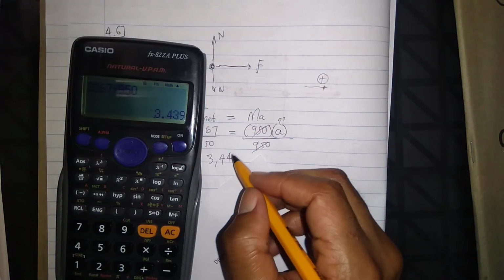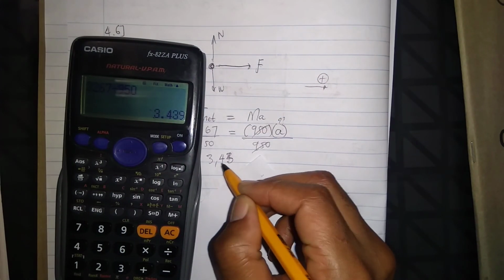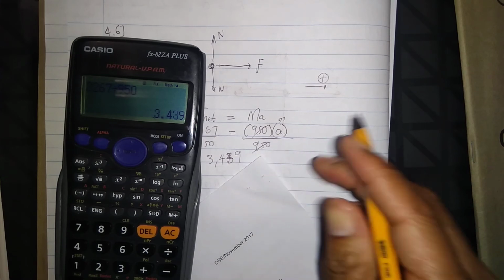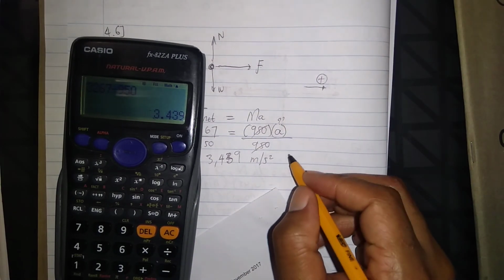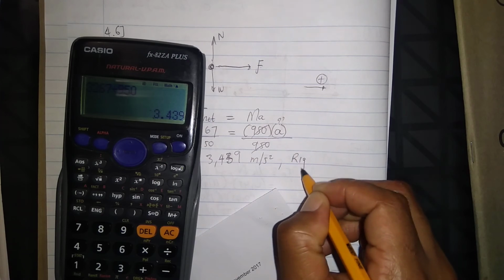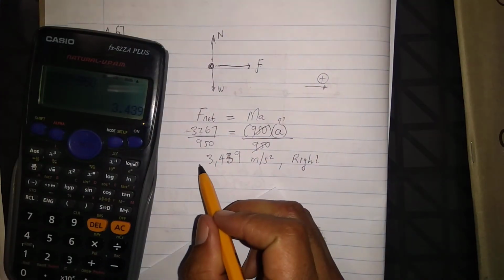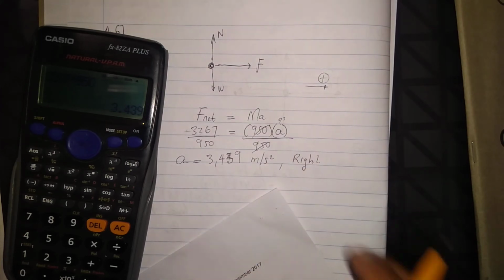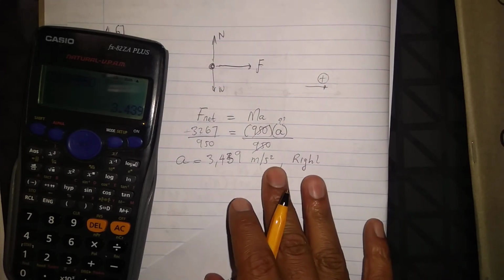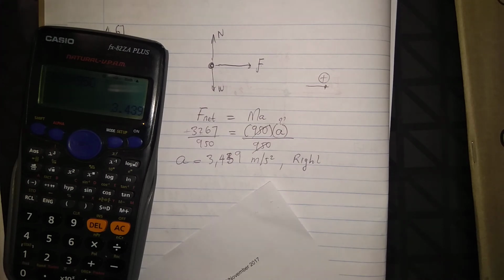But we round off to 3 decimal places. Let's just say 3.439 meters per second squared to the right, and we want an answer as a positive. a is equal to this value. So this is a deceleration. The car is slowing down.